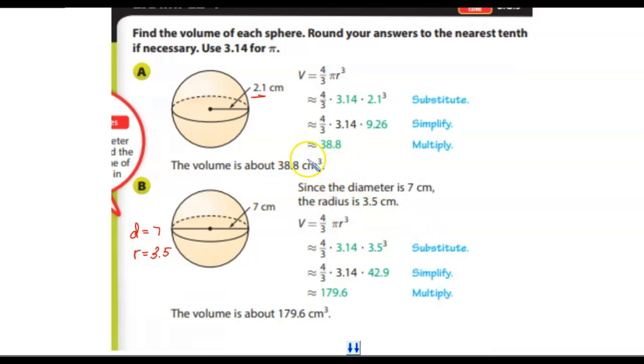And it's centimeters cubed. Here they had a diameter of 7, and we need a radius for our formula, so we know that the radius is half of the diameter. So if you take 7 divided by 2, you get 3.5. And so we add that in here, and we would get our volume of 179.6 cubic centimeters. Now it's our turn.